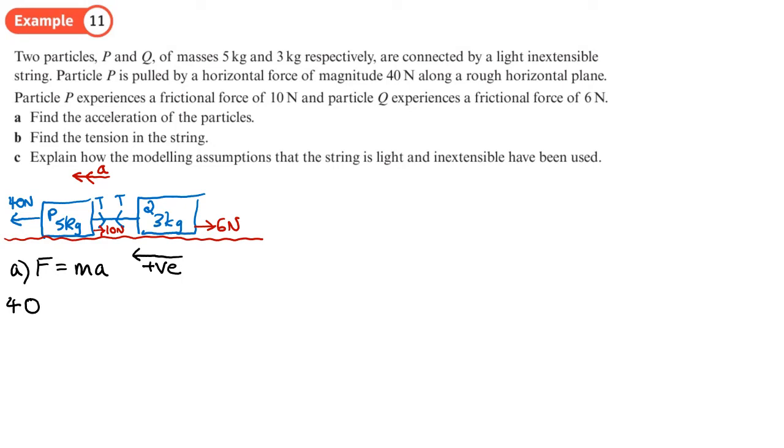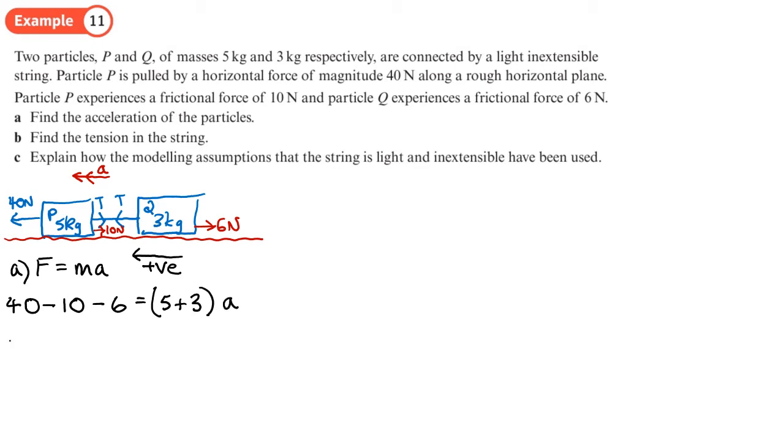Okay, I need to subtract any forces going the other way. Well, they're the two resistive forces, so take away 10, take away 6. That is the resultant force of the whole system, the whole thing together, equals, now for mass we use the total mass, so 5 plus 3 times by the acceleration, which we need to find.